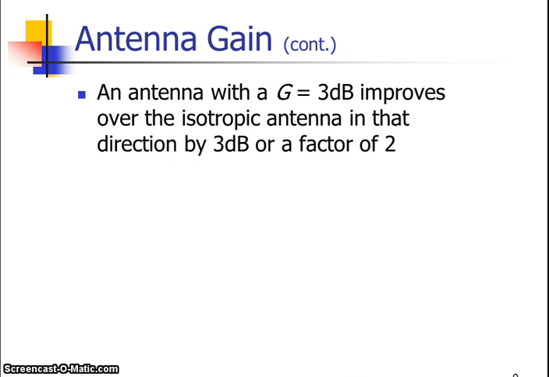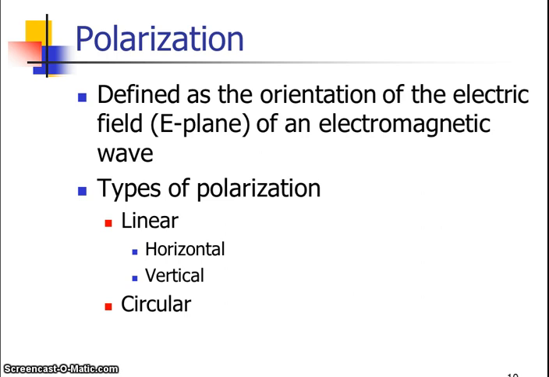Polarization is defined as the orientation of the electric field, the E plane, of an electromagnetic wave. Types of polarization. What is polarization? Polarization is the orientation of the electric or magnetic field of an electromagnetic wave. The basic types of polarization are linear and circular. The linear is again divided into horizontal and vertical.